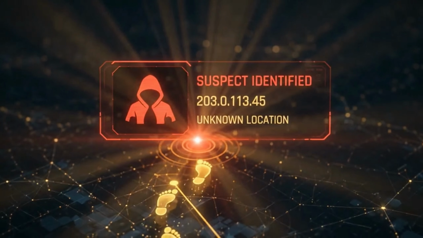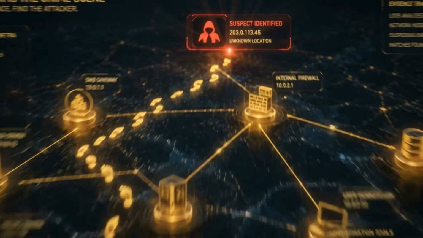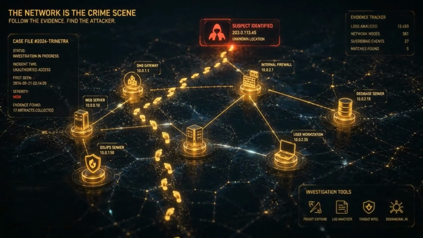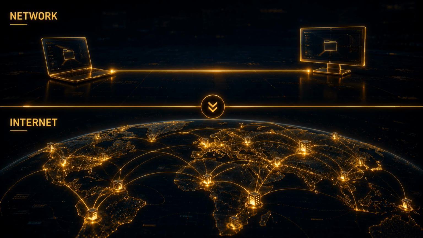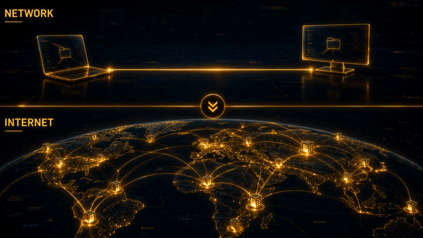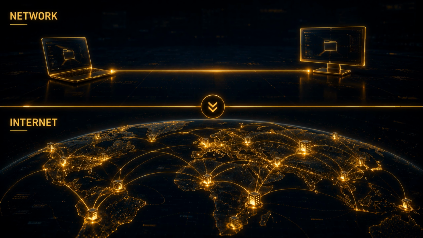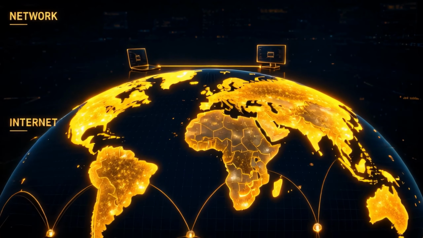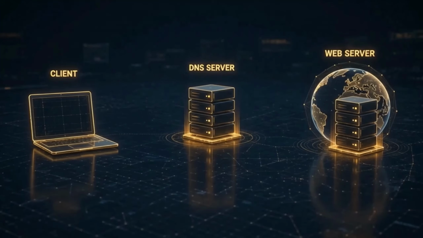So, let's get the words right, because beginners mix this up constantly. A network is simply 2 or more devices connected so they can share data. Your phone and your laptop on the same home Wi-Fi, that's a network. The internet is just the largest network on the planet, a network of networks.